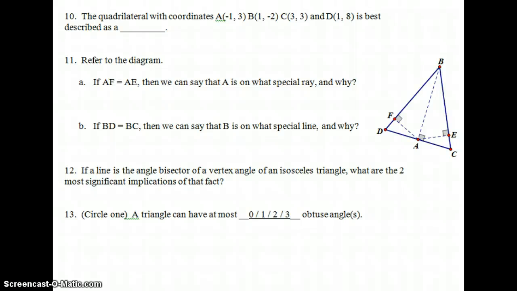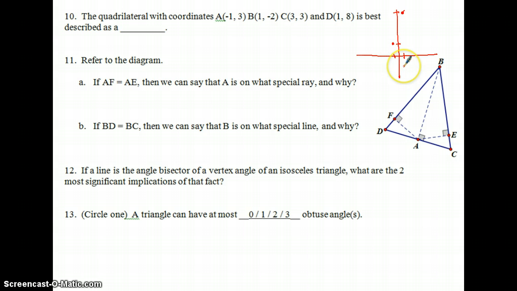Okay. 10. The quadrilateral with coordinates, blah blah. Well, it doesn't give you a picture on this, so be careful not to look at this stuff. People are looking at this picture going, what? Makes no sense. Okay. Wow, I have to go to 1, 8. That's really high. 1, 8. Negative 1, 3. Maybe right there. That's 3. That's 8.